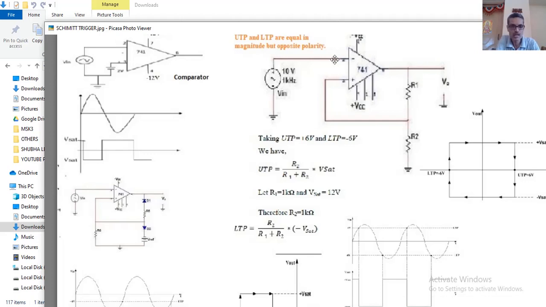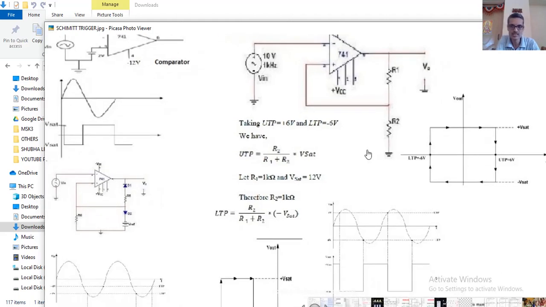Now when the input goes above UTP, what happens is the output changes from plus V saturation to minus V saturation. I assumed that initially it is plus Vsat.